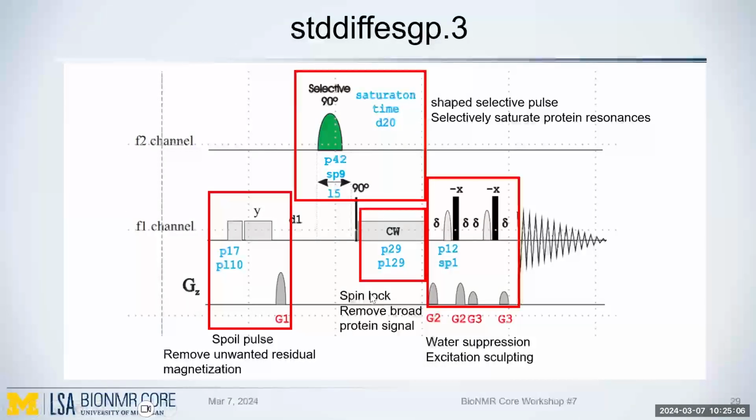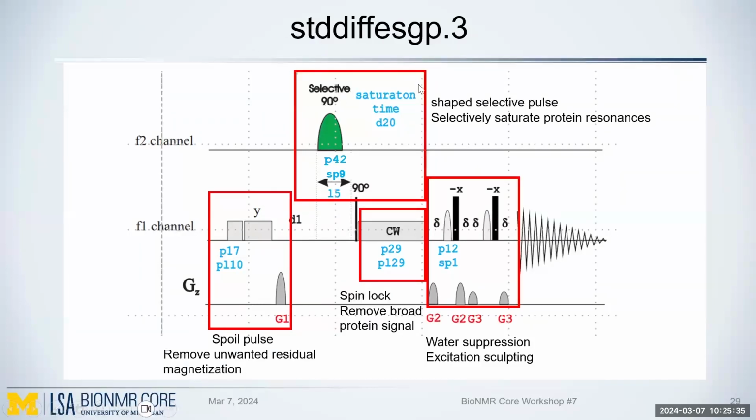Now let's look at this pulse sequence in detail. In this pulse sequence, there are 4 important elements. The first one is the spoil pulse. We start with the spoil pulse that contains 2 short trim pulses together with a gradient pulse. Those trim pulses and the gradient pulse work like an eraser, and they can remove any unwanted residual magnetization at the beginning of the experiment. After this step, we are at a good starting point to start the experiment.